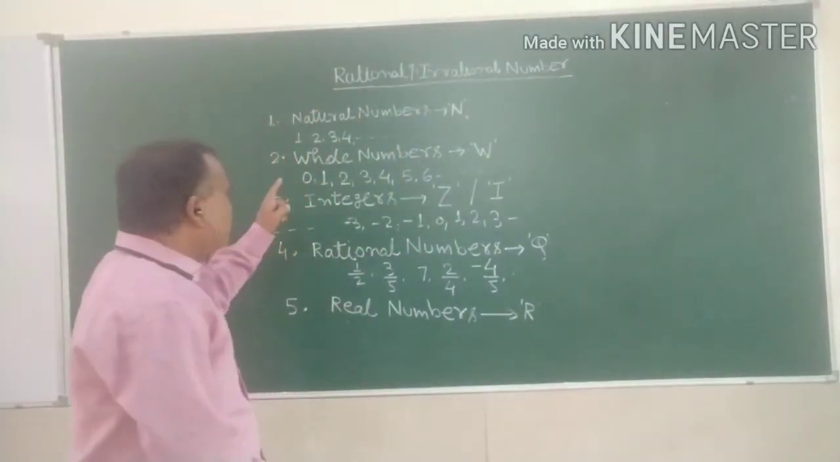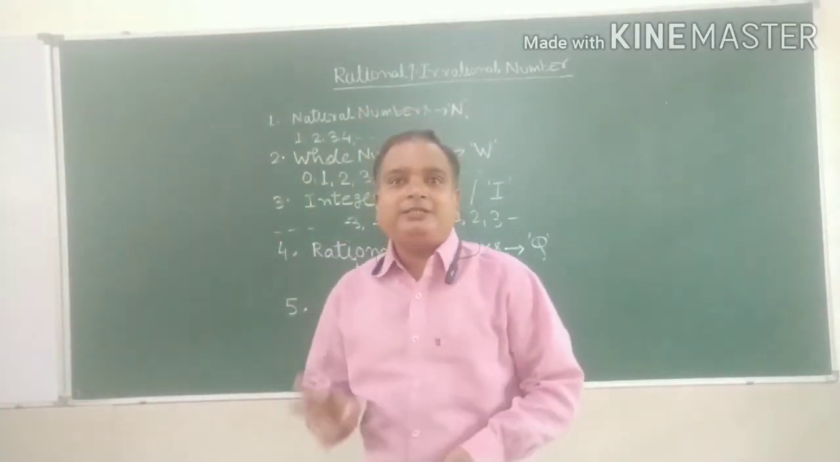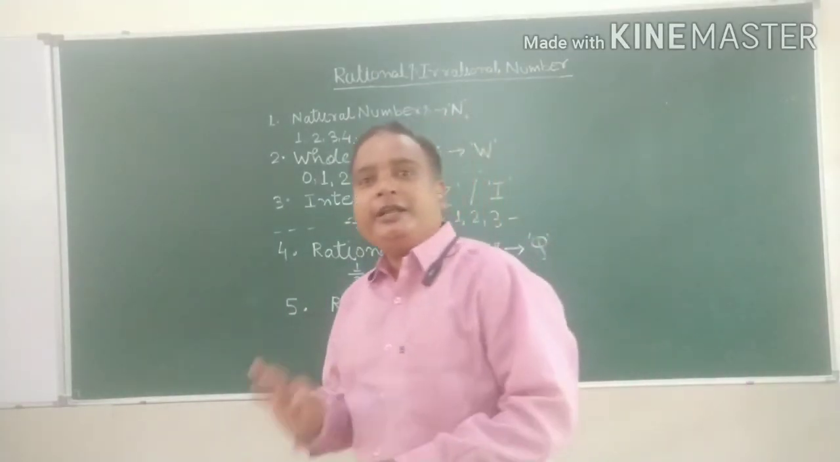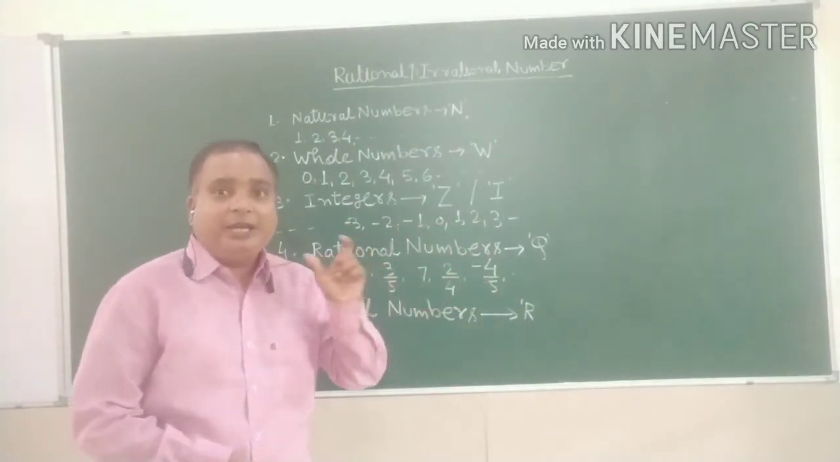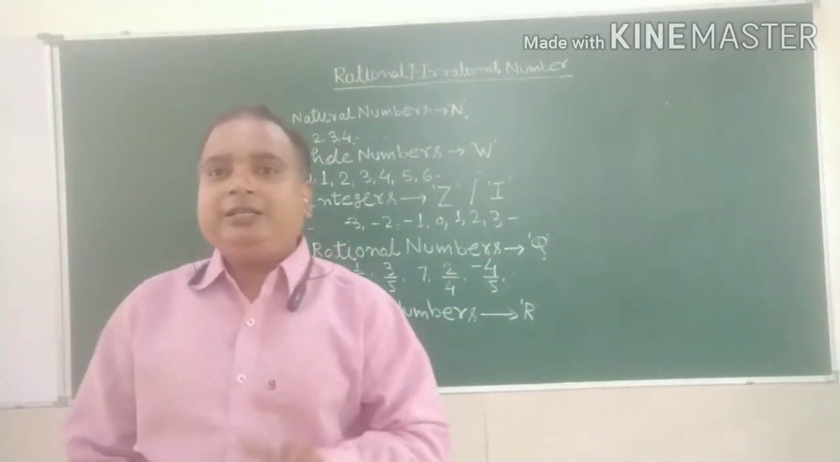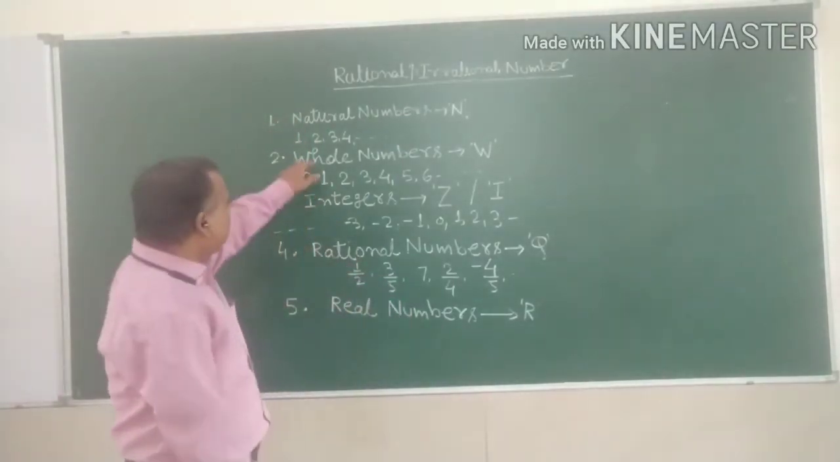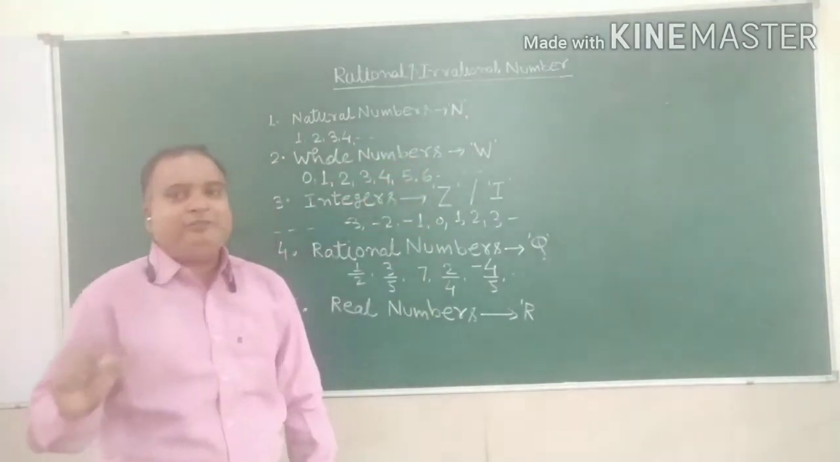First, that is natural numbers. We know what the natural numbers are. The numbers starting from 1 to infinity are natural numbers. Simply we can say all positive numbers excluding 0 are examples of natural numbers. So we can write the natural numbers starting from 1, 2, 3, 4 up to infinity.